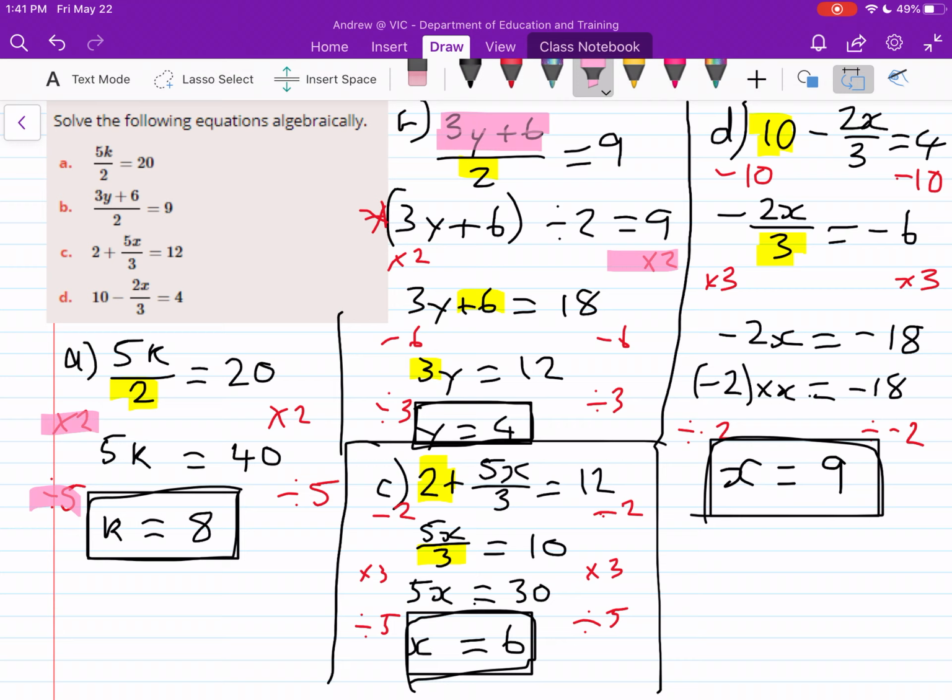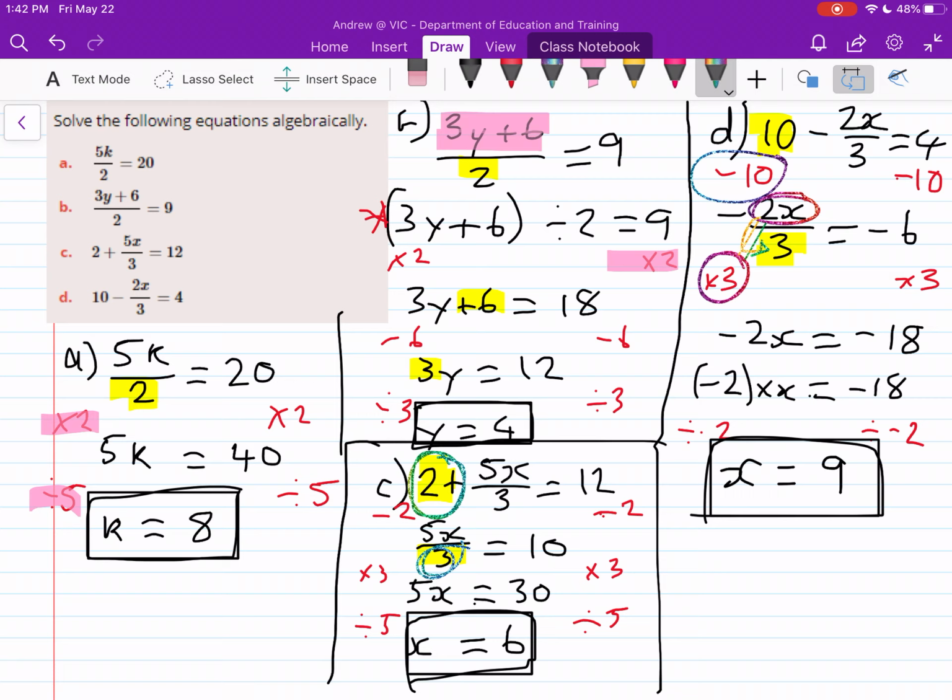In our third example, we had to get rid of this positive 2 out the front. And then it left positive 5x over 3. All of that's being divided by 3, so we need to multiply by 3. And our last example is pretty similar. First, get rid of the positive 10 out the front by minusing 10, and then multiply by 3 because all of this on the top is being divided by 3. All of that is being divided by 3, so you need to multiply by 3, and then we can divide by 2.